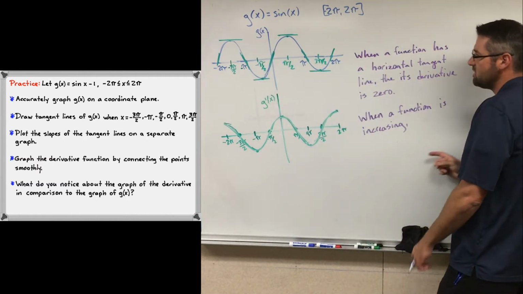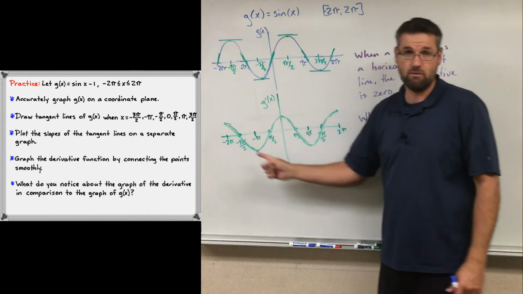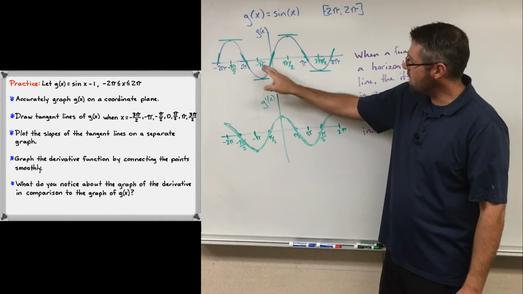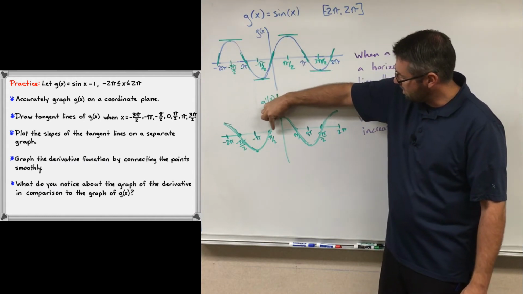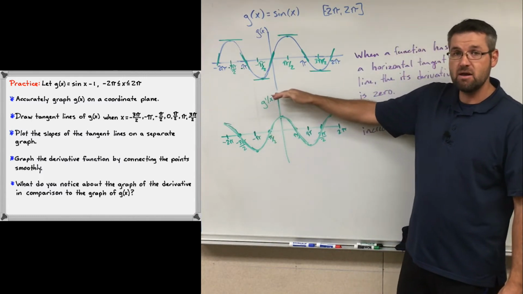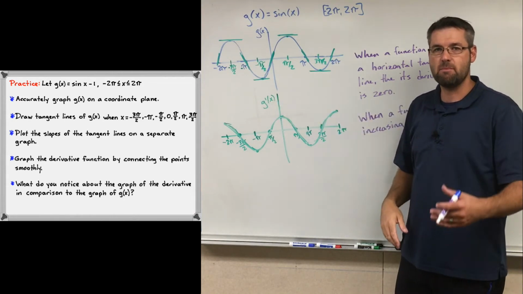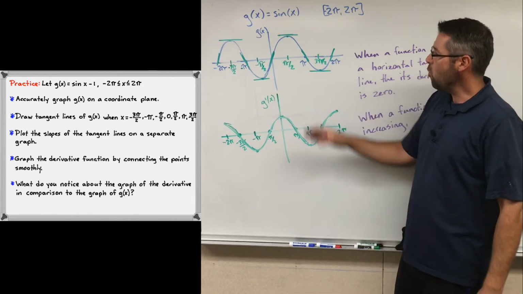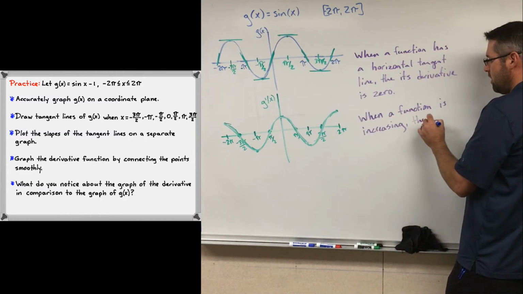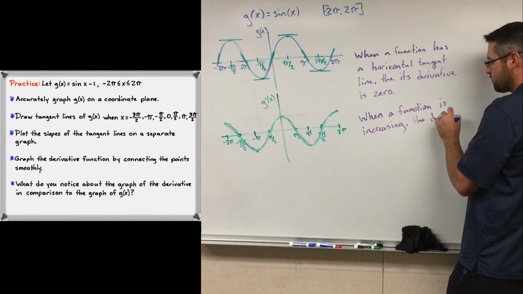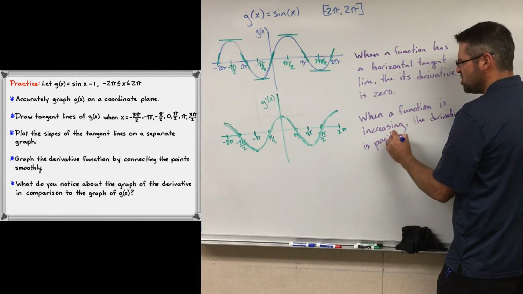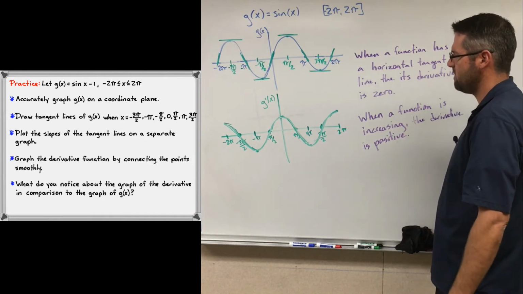When a function is increasing, what do we see about the derivative? We see this function going uphill from negative pi over 2 to pi over 2. What do we see from negative pi over 2 to pi over 2 here? Well, we see that this function is above the x-axis. What's another word for saying above the x-axis? We say positive. When a function is increasing, then the derivative is positive. Okay, this is a huge connection that we need to make here.